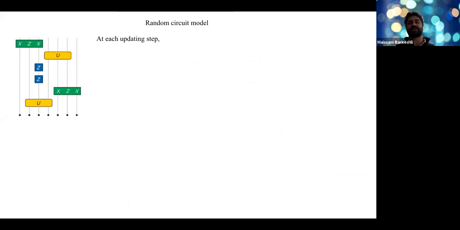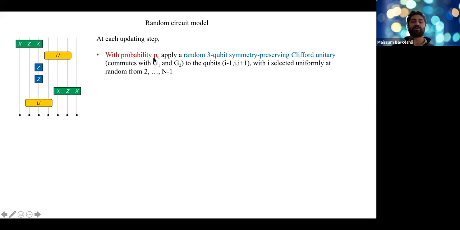So this random circuit, the way it looks is that at each updating step, with probability PU, we're going to apply a random 3-qubit Clifford unitary, which preserves the Z2 cross Z2 symmetry. And we're just going to pick one. So we're going to pick the particular center qubit I uniformly at random. And then once we pick that, we're going to apply this 3-qubit Clifford unitary with probability PU.